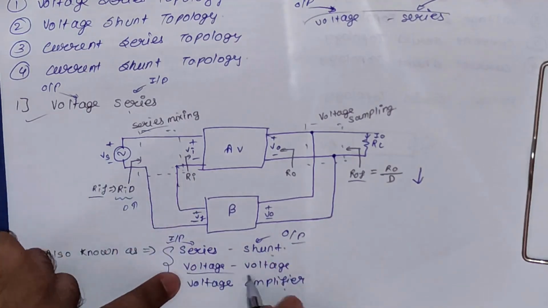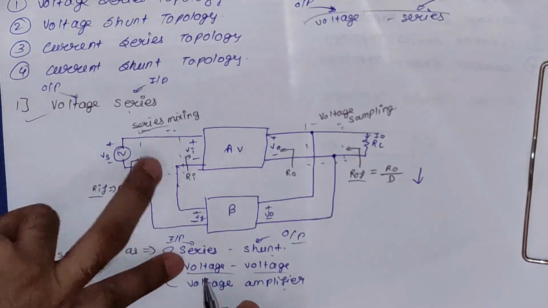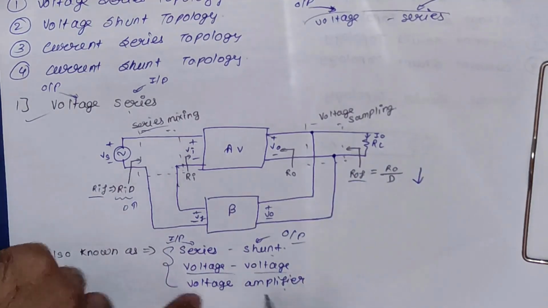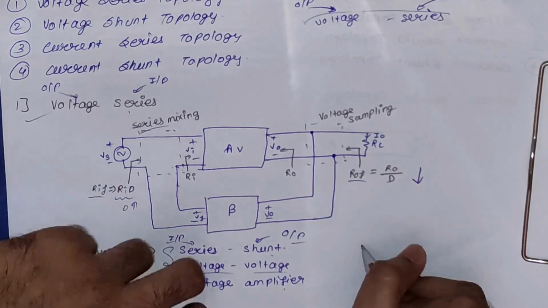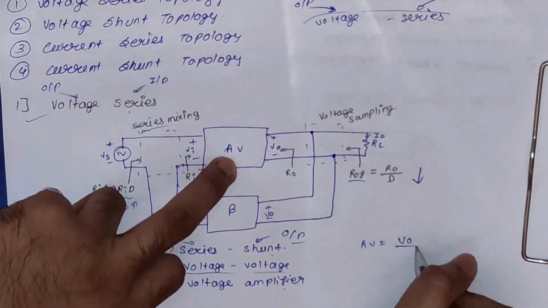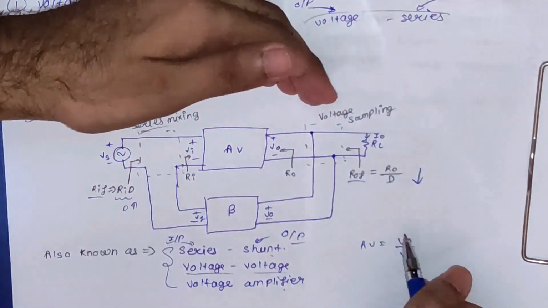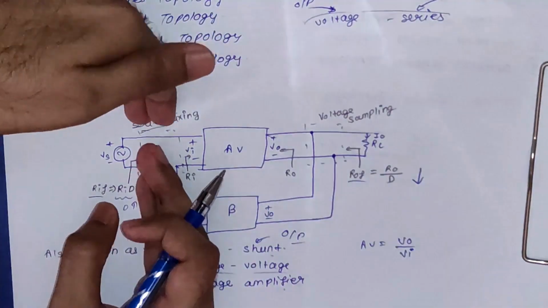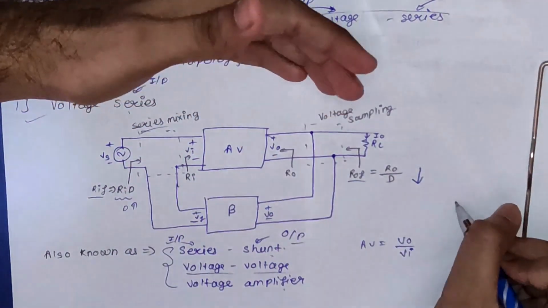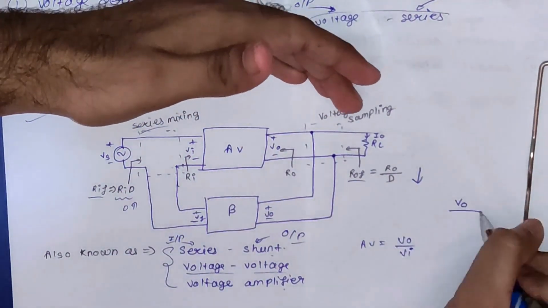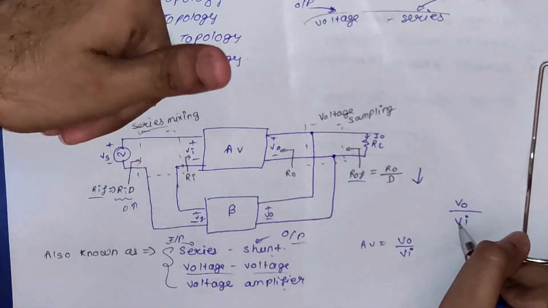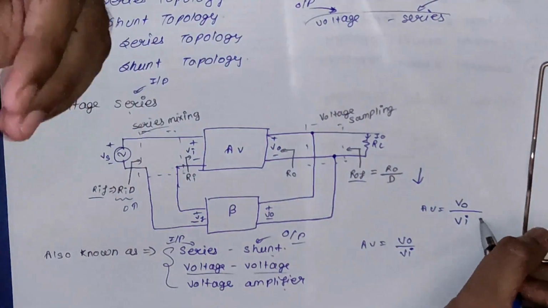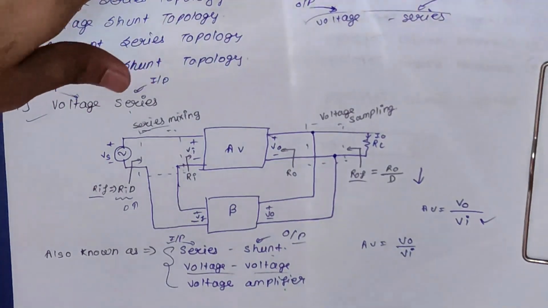And the second one is saying we have voltage mixing and voltage sampling. And the third one is saying voltage amplifier. Why? Because here AV is VO by VI, or you can also understand it in this way: we have voltage sampling at output and voltage mixing at input. Basically, at output we have voltage and at input we also have voltage. So this is our voltage amplifier gain, right? That's why it is also called a voltage amplifier.